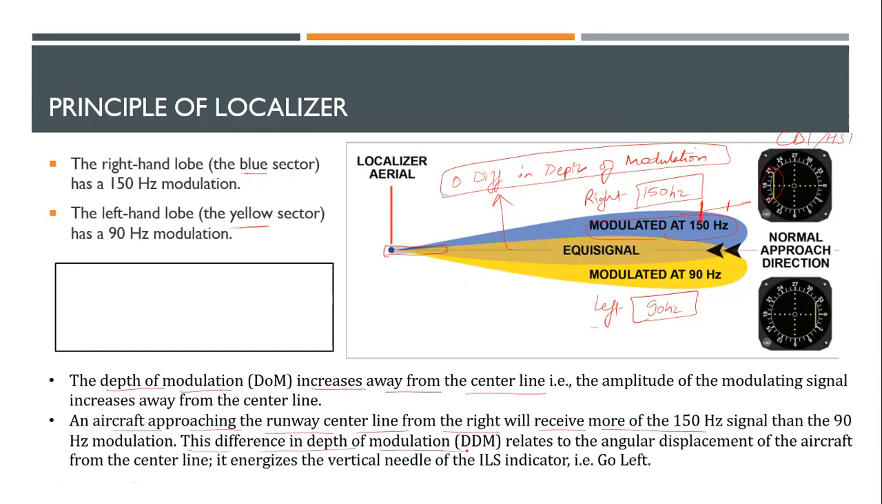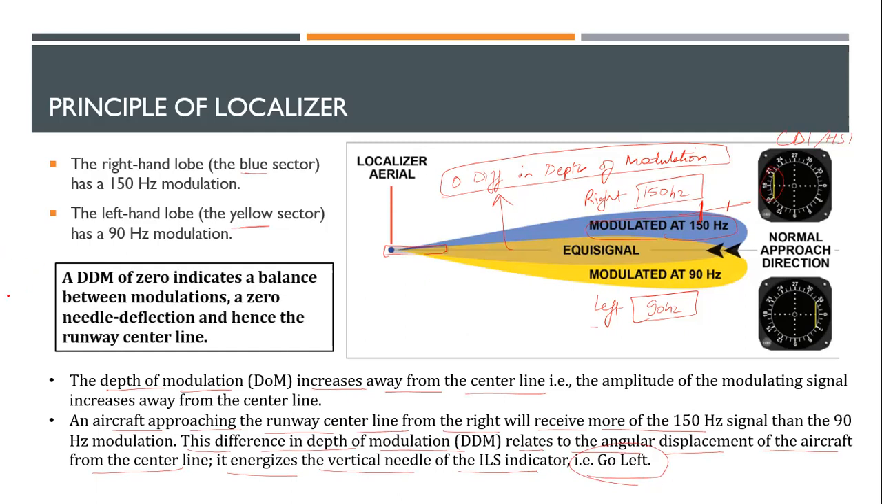This difference in depth of modulation, or simply DDM, relates to the angular displacement of the aircraft from the center line. It energizes the vertical needle of the ILS indicator to go left. In simple words, this is what we're looking for. A difference in the depth of modulation of 0 indicates a balance between both of these lobes or modulations. A 0 needle deflection, and hence the runway center line would be there. And that is what we are aiming at. Just in the center. Any doubts in this?